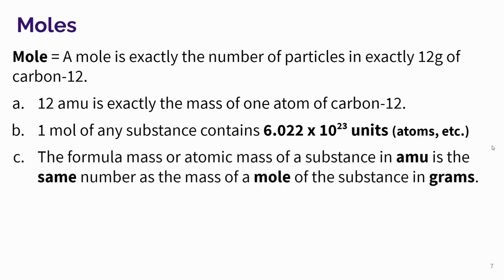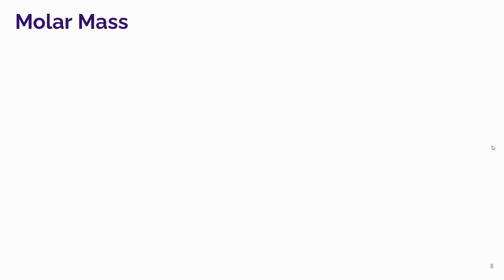And that's a huge number. So the formula mass or atomic mass of a substance that's measured in atomic mass units is the same number as the mass of a mole of that substance in grams. So for example, if we have said that carbon weighs 12 atomic mass units, if we were considering 1 atom of it, well, if we had 1 mole of carbon, it would also weigh 12 grams. So all we're doing is we're switching the units, but using the same numbers. So this is pretty handy. Let's take a look at that on the next slide.